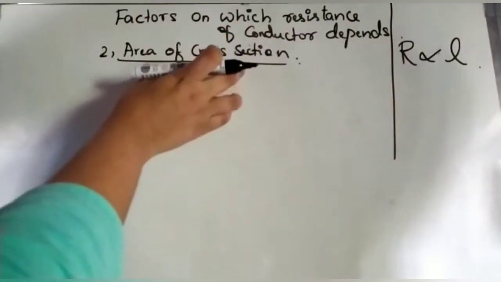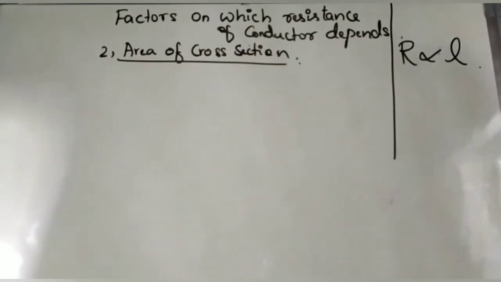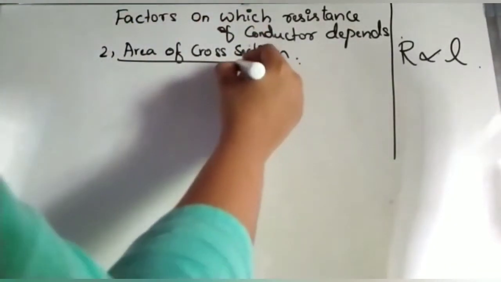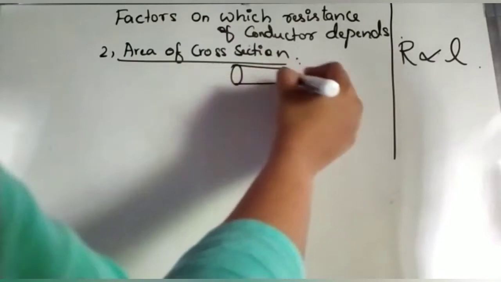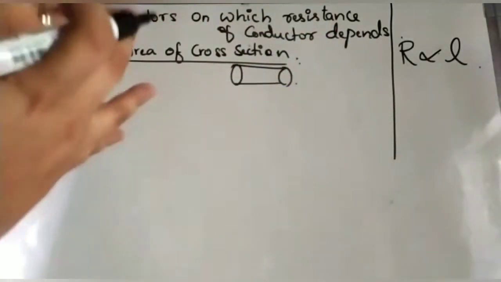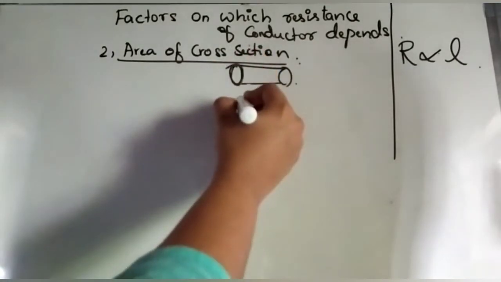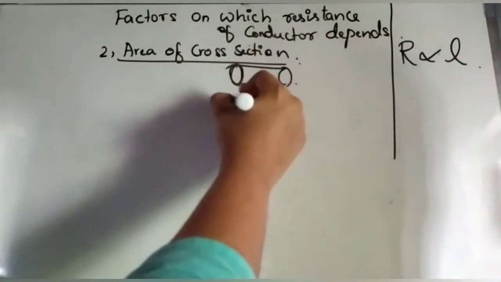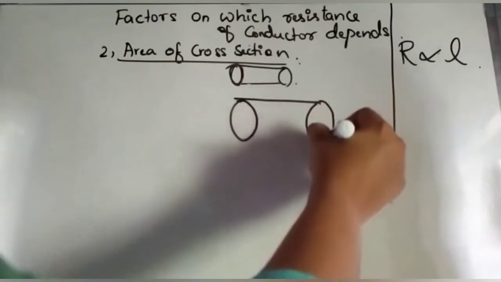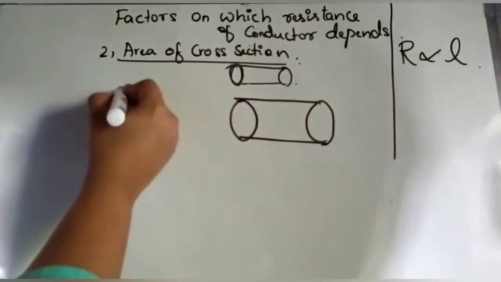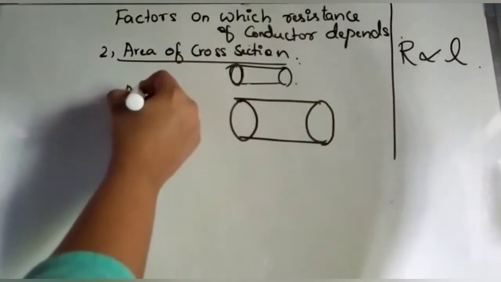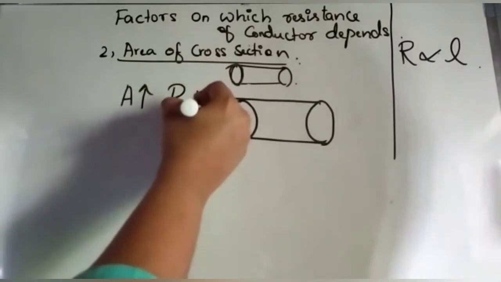Secondly, it depends upon the area of cross section. I'll explain how. Let us take the conductor like this initially. I am going to increase the area of cross section, that means I am going to increase this part. If I increase the area of cross section, you can observe that resistance will decrease.